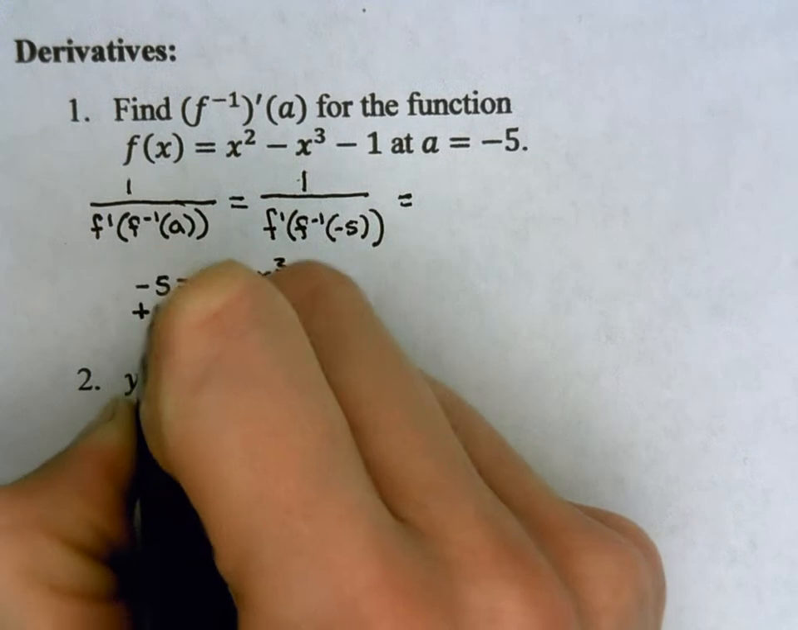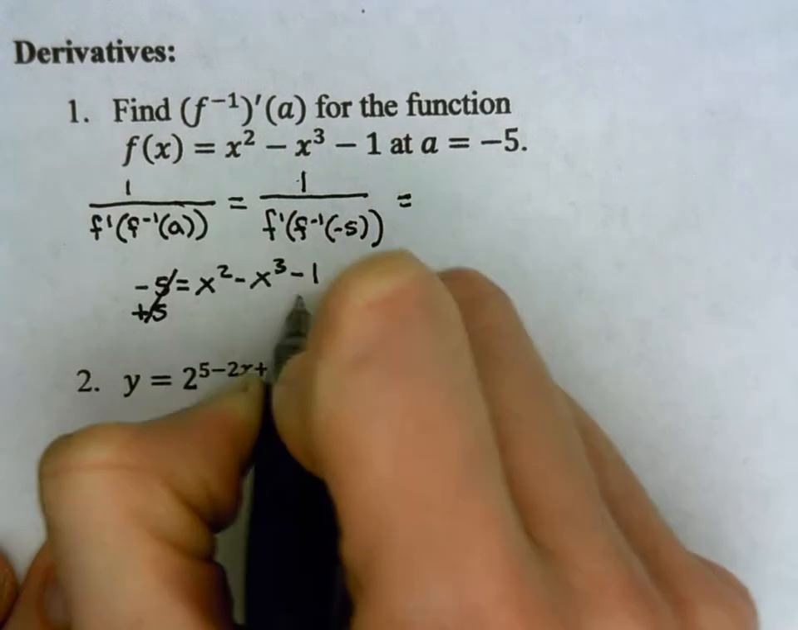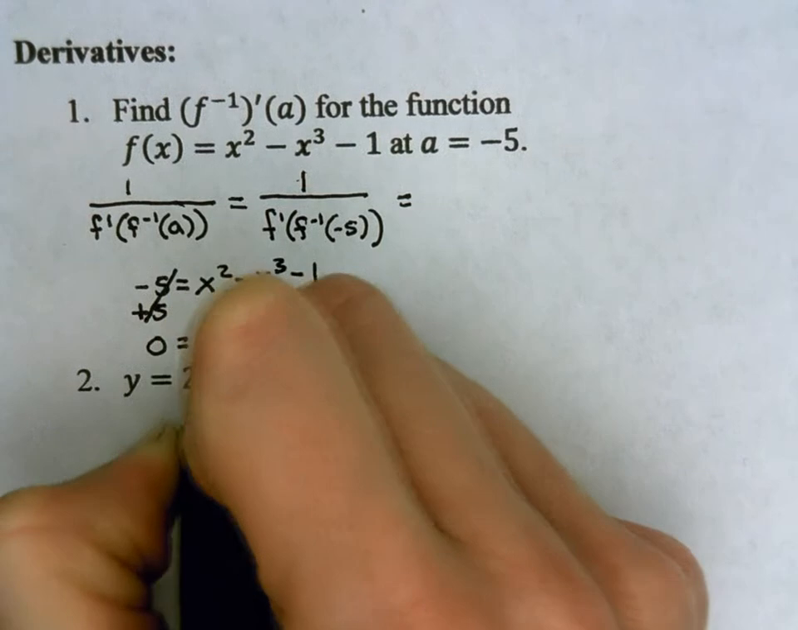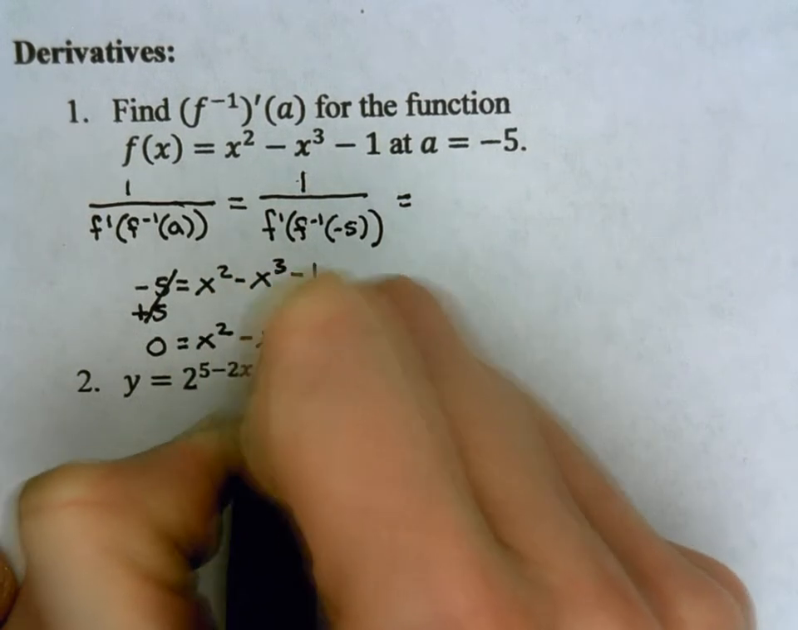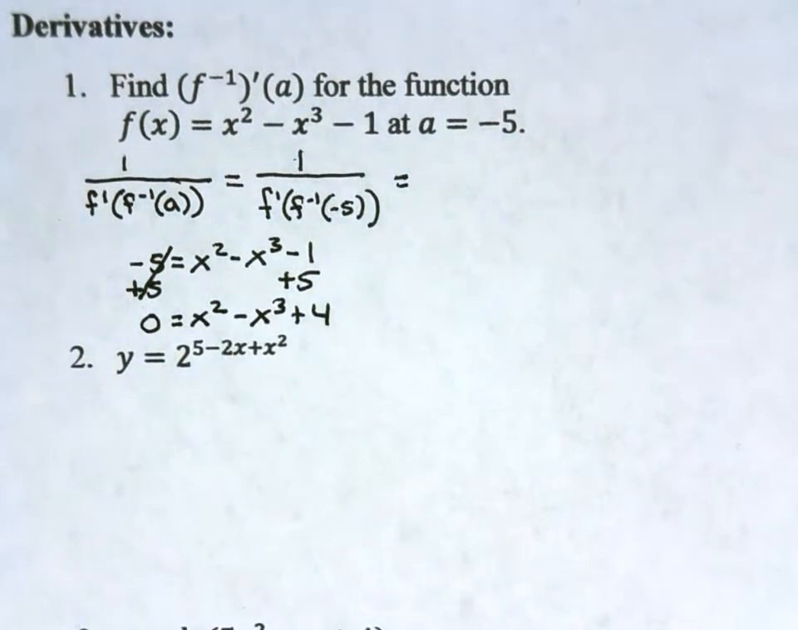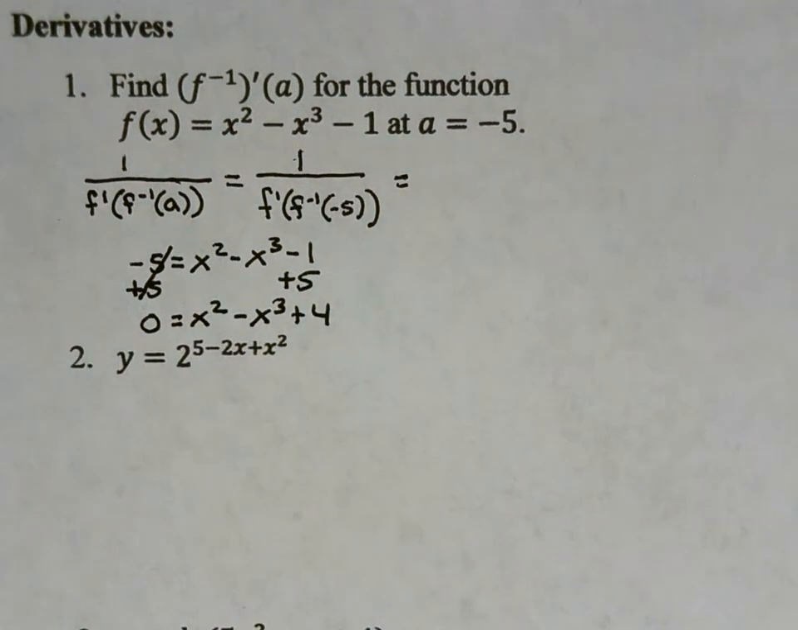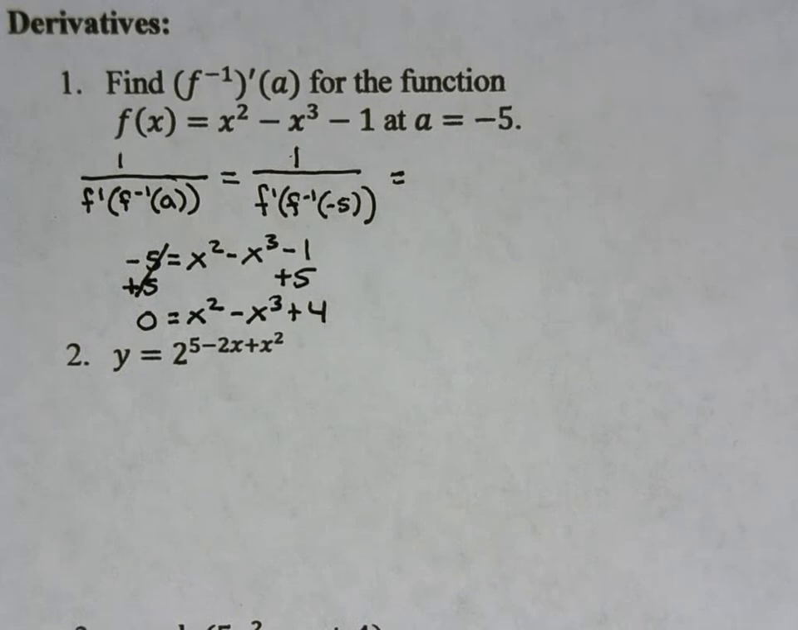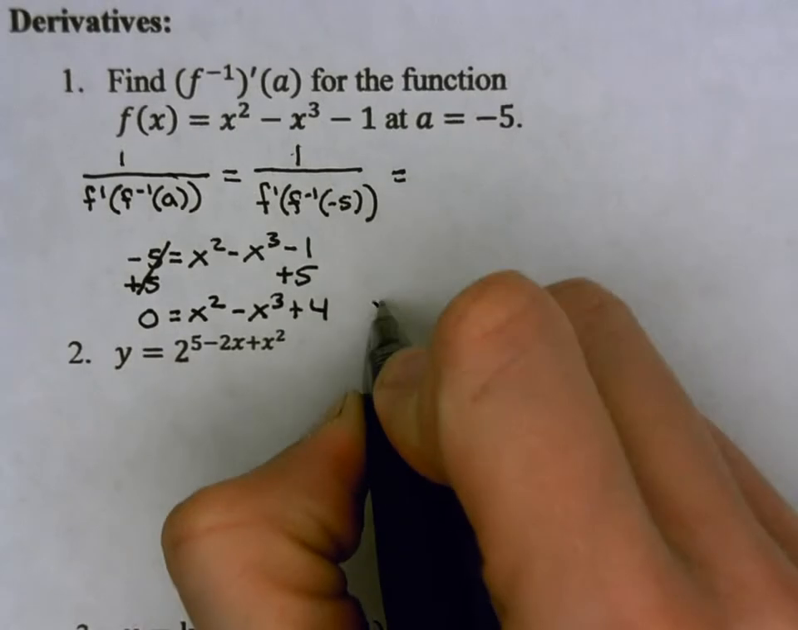To be able to put it in my calculator and calc the 0, it does have to equal 0. So I'm going to go ahead and add 5 to both sides. We have 0 equals x squared minus x cubed plus 4. If you plug that into your calculator, in the y equals, this x squared minus x cubed plus 4, and let it calc the 0 for you, the 0 is going to occur at x equals 2.